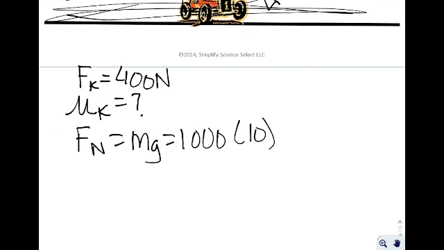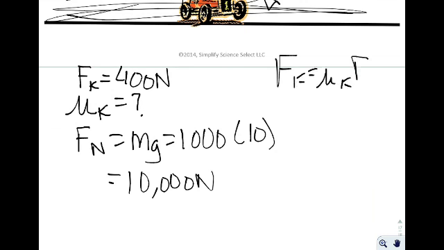So I can take the 1,000 kilogram car, and we've been using 10 for gravity. You can use 9.8 if you're supposed to, but 10 for the acceleration due to gravity, and I get a force of 10,000 newtons. Now I can plug it into the equation Fk equals mu k Fn. Plug it in, and you would end up getting a value of 400 newtons equals 10,000 mu k.